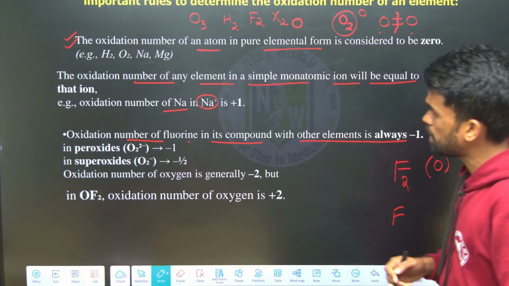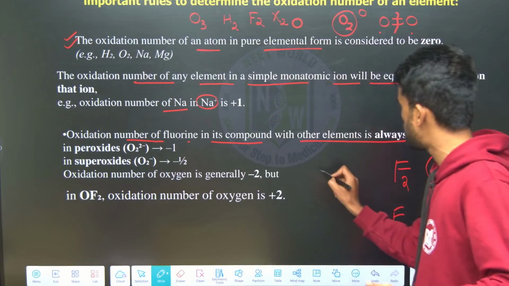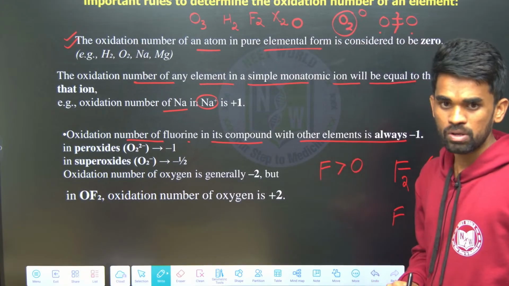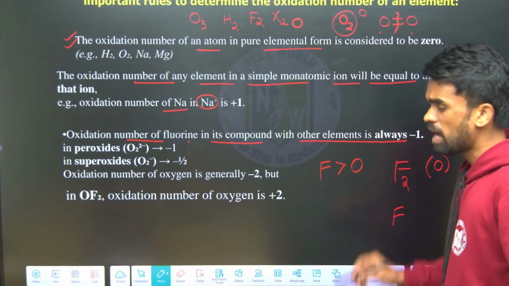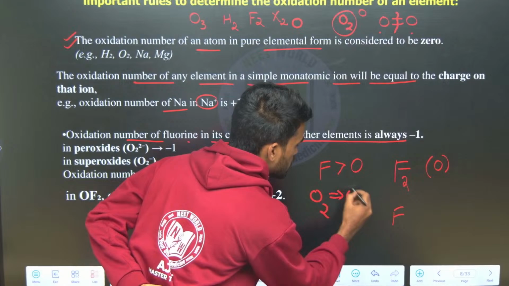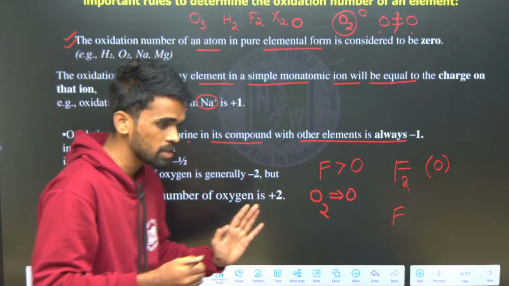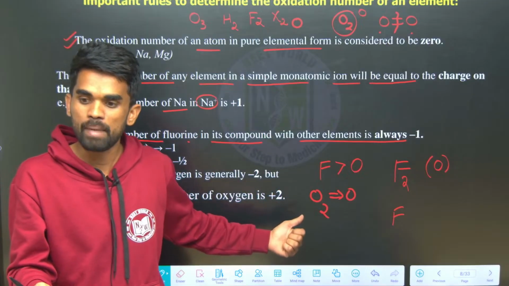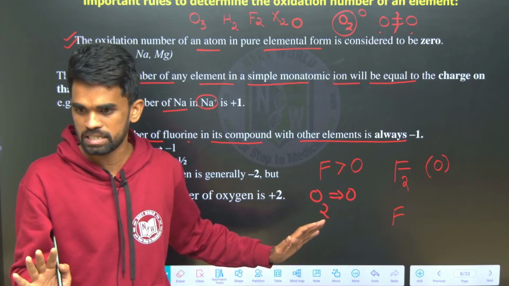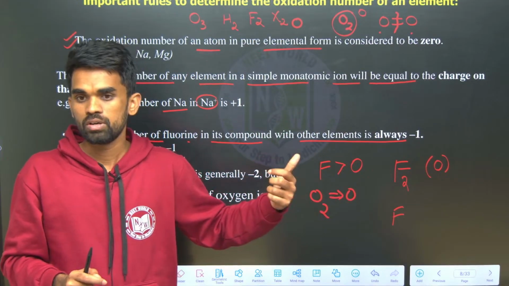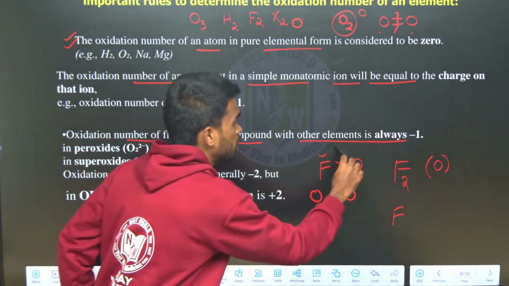For example, what is the most electronegative element in the periodic table? First one is fluorine. After that, oxygen. So now, whenever we have oxygen combined with itself, its oxidation state will be 0. Now, oxygen combined with any other element will have negative oxidation states. But when it is combined with fluorine, positive. Why positive? Because fluorine is more electronegative.